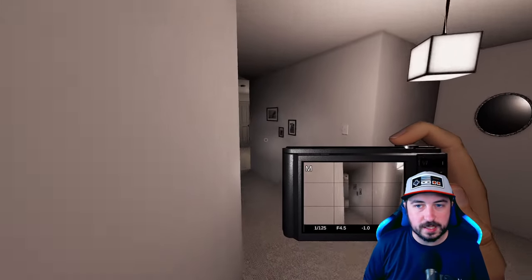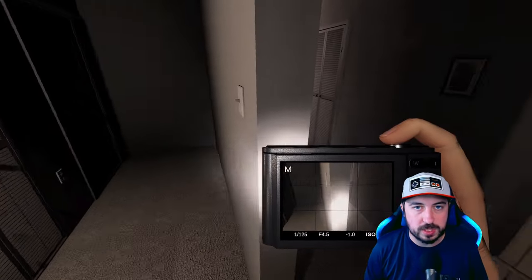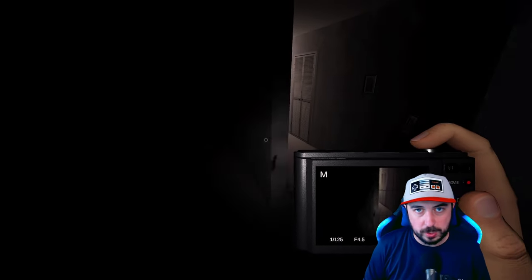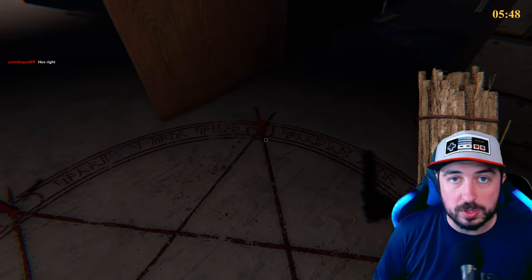This next one is going to take some practice, but if you manage to take a photo of the ghost and the ghost does not disappear, then you can rule out a phantom. So obviously the other side of that, if you take a picture of the ghost and the ghost model will disappear, then the ghost is a phantom.